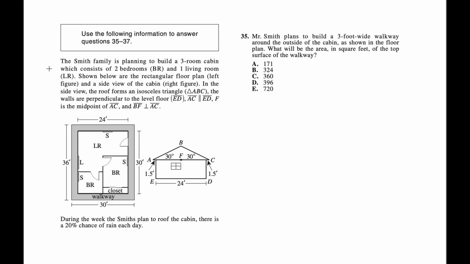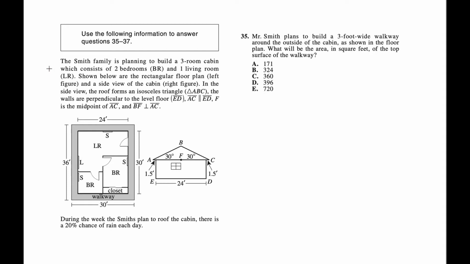Question 35 is part of this bigger word problem from 35 to 37, which says that the Smith family is planning to build a 3-room cabin which consists of 2 bedrooms, BR, and 1 living room, LR. Shown below are the rectangular floor plan, left figure, and a side view of the cabin, right figure. In the side view, the roof forms an isosceles triangle, triangle ABC.